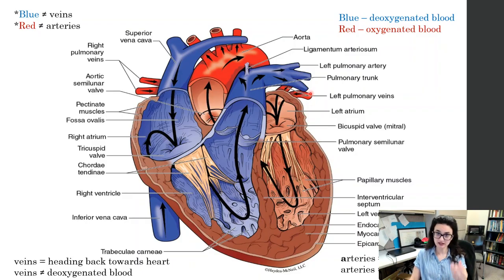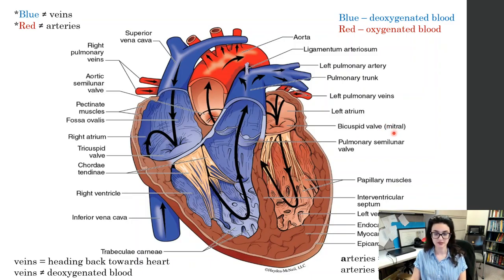The lungs can't pump, though. It's not a pump. It's just there to get oxygen. So we've got to go back to the heart so the heart can pump that oxygen to the rest of our system. So from the lungs, we get these left pulmonary veins. They're veins because they're going to the heart. They're going to dump that oxygenated blood into the left atrium. And then that bicuspid valve, also called the mitral valve, you can use either one.